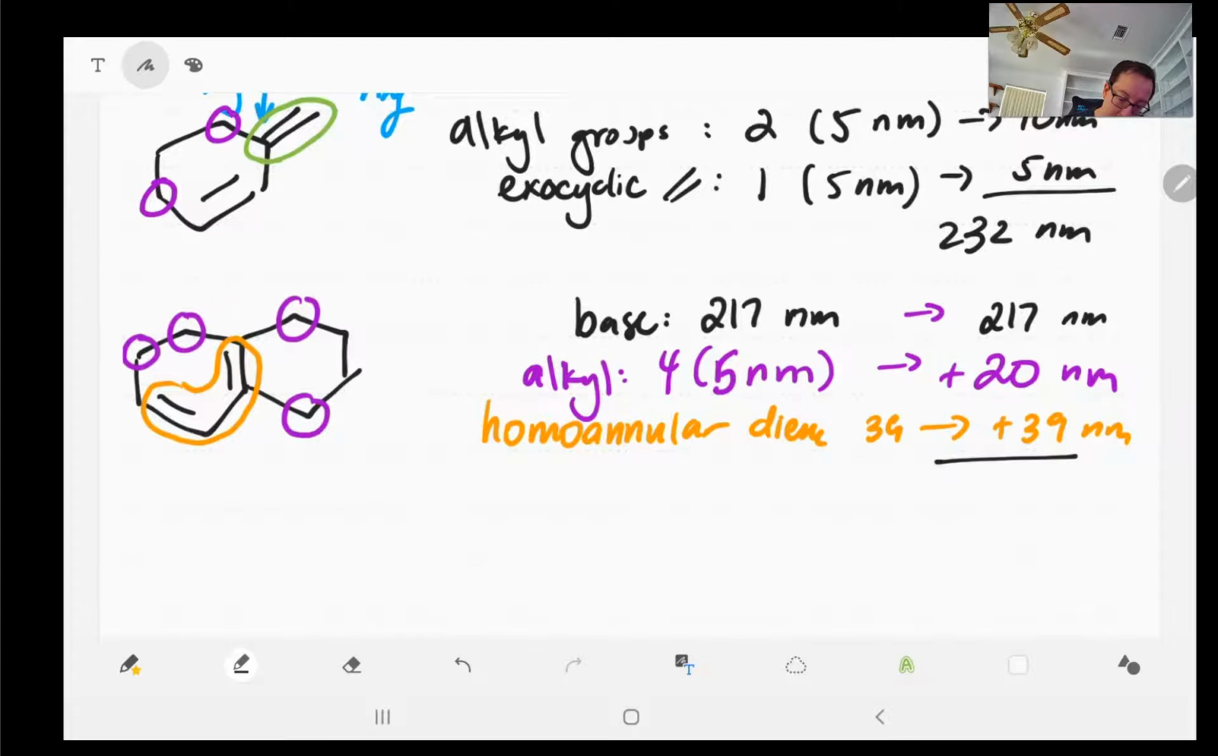Okay, oh gosh, I have to actually add now. Aha, calculator. Okay. 217 plus 20 plus 39. I don't trust myself to do this. So that gives us apparently 276 nanometers. And that's it. That's all the rules. So we have 5 things. Base value, extra conjugation, alkyl groups, exocyclic bonds, and then the double bonds locked in S-cis in the ring.